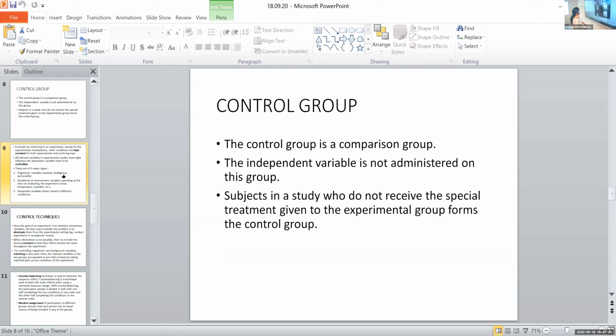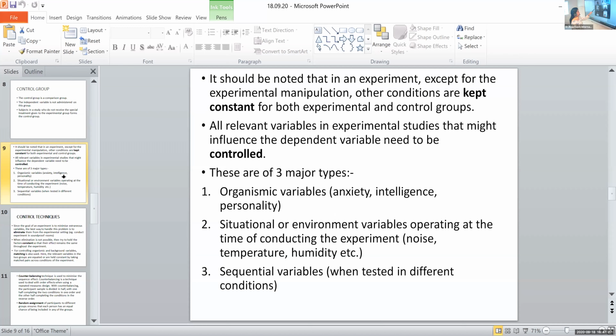Coming back to the continuation of this experimental method itself. It should be noted that in an experiment, except for the experimental manipulation, other conditions are kept constant for both experimental and control groups. All relevant variables in experimental studies that might influence the dependent variable need to be controlled.